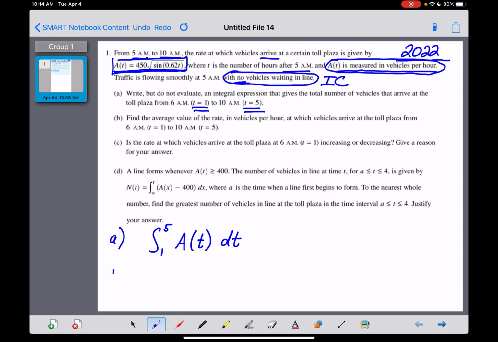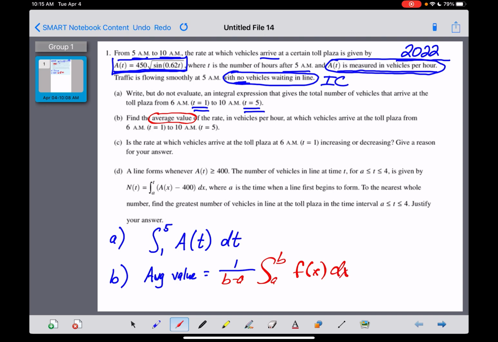Okay, B is asking us now to find the average value of that rate. And I'm hoping you guys recognize this phrase right here, average value, as a formula we should know already. So the formula for average value of any function that we've talked about this year is going to be 1 over, so we all understand, 1 over b minus a times the integral then from a to b of whatever the function was, f of x dx.